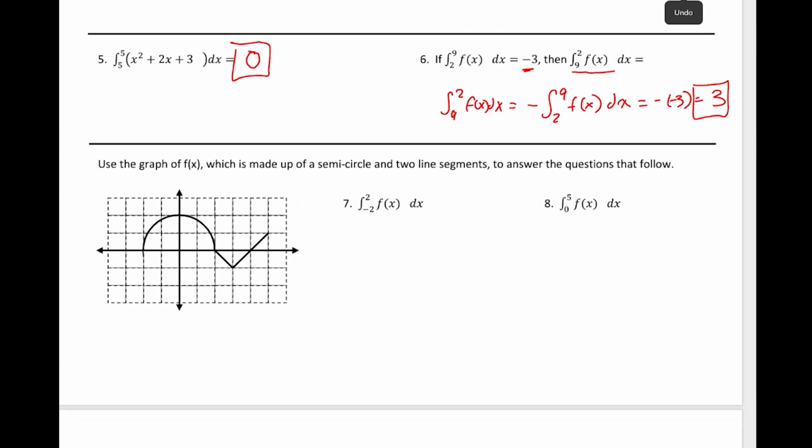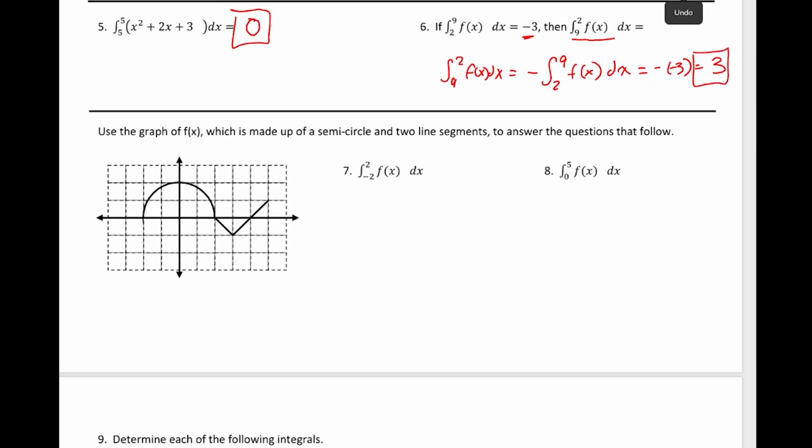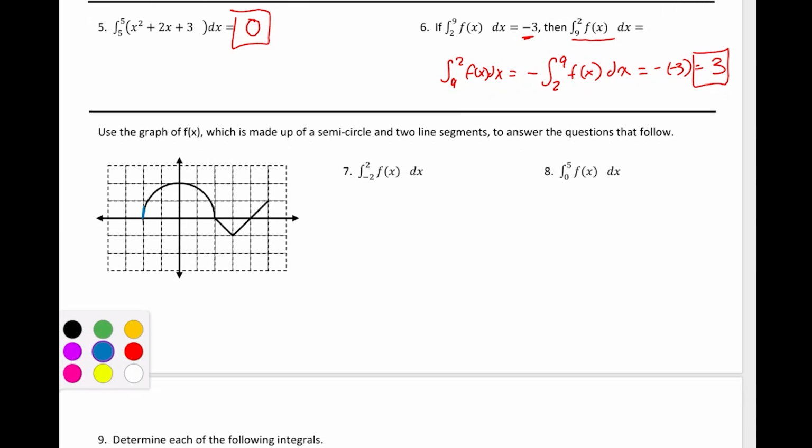These next two questions are going to use the graph over to the left. It's got a semicircle and 2 line segments, and looks like we're looking for area here. So the first one's just asking for the area between negative 2, which is right here, and 2, which is right here. Kind of hard to see that, but basically we are looking for the area underneath that semicircle, this area right here.